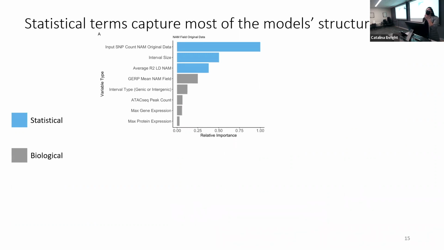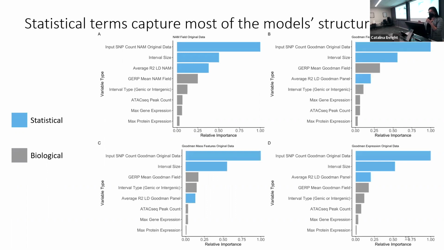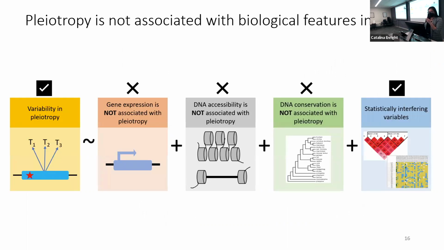The most important features overall are all of our statistical things, like the amount of LD, the number of SNPs that we use, and the interval size. Of very low importance are all of our biological terms, like expression, conservation, and so on. If we look across populations, we see pretty much the same trend: very little importance of our biological terms compared to our statistical terms. That kind of leads us to say that pleiotropy is not really associated with many biological features within maize.